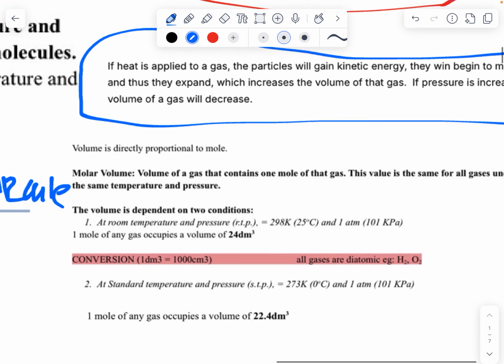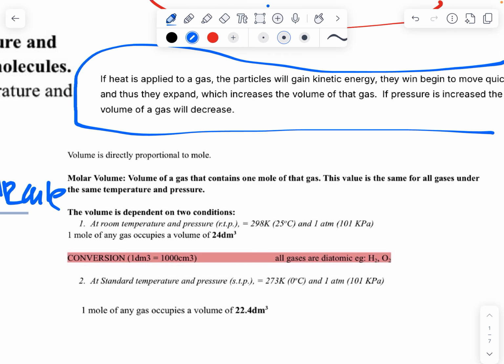Now we're going to look at the molar volume because this leads us into our calculation. This is what I just said: volume is directly proportional to moles and also the molecules. So for molar volume, the definition is the volume of a gas that contains 1 mole of that gas. And this value is the same for all gases. See how Avogadro's law comes back in? This value is the same for all gases under the same temperature and pressure.